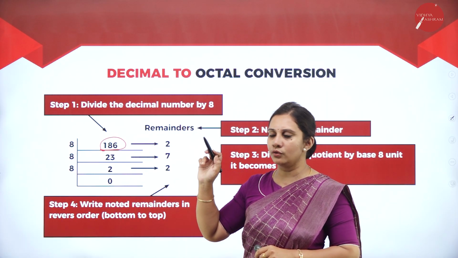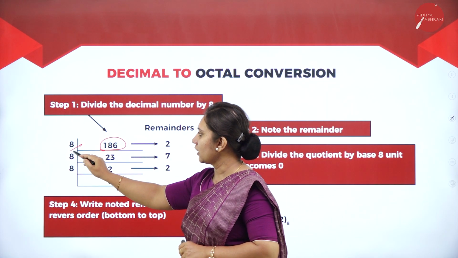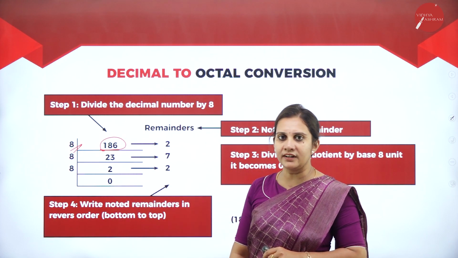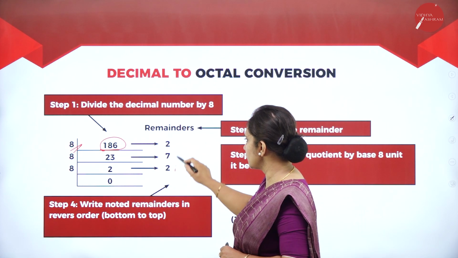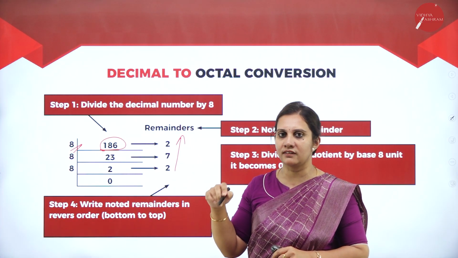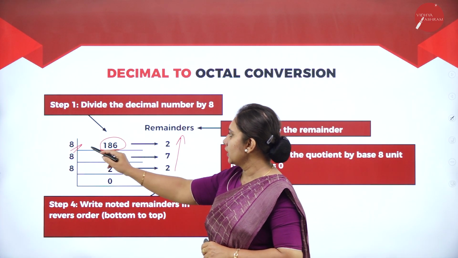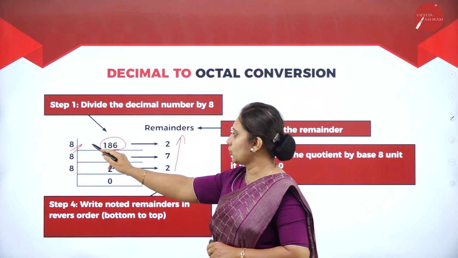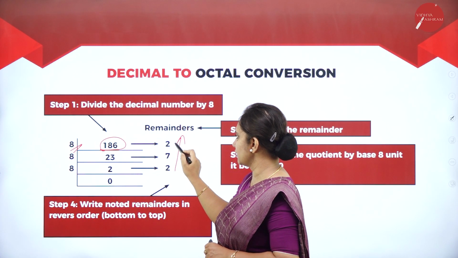So what should I do? I should divide it by 8. When I divide it by 8, I'll get a remainder not more than 8. So when I divide it by 8, what do I get? The remainder I'll get is 2.